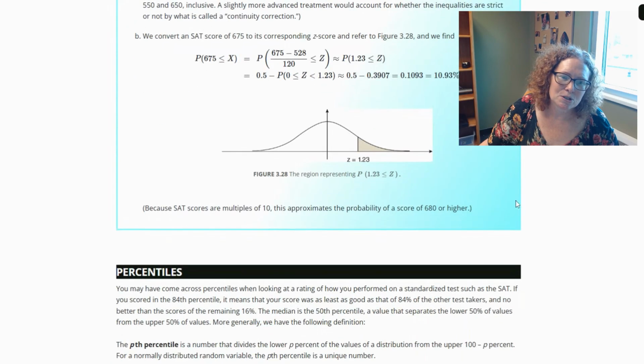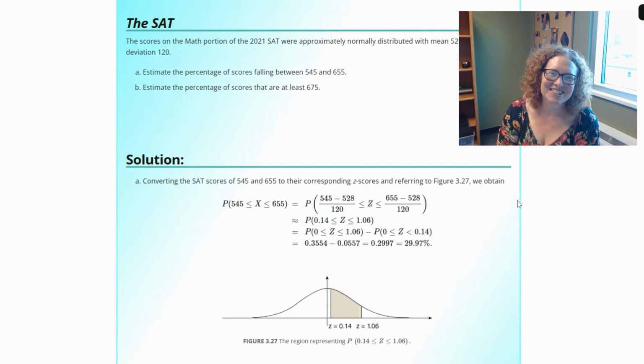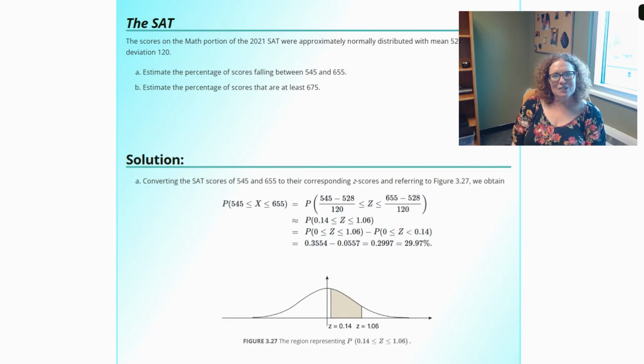So we are going to look at this example. We're going to look at the SAT scores, and we're going to look at the percentage of scores that fall between 545 and 655. So raise that probability again, right? We're looking at the probability on this one of 545 being less than or equal to x, and x being less than or equal to 655. So we set up the formula again.